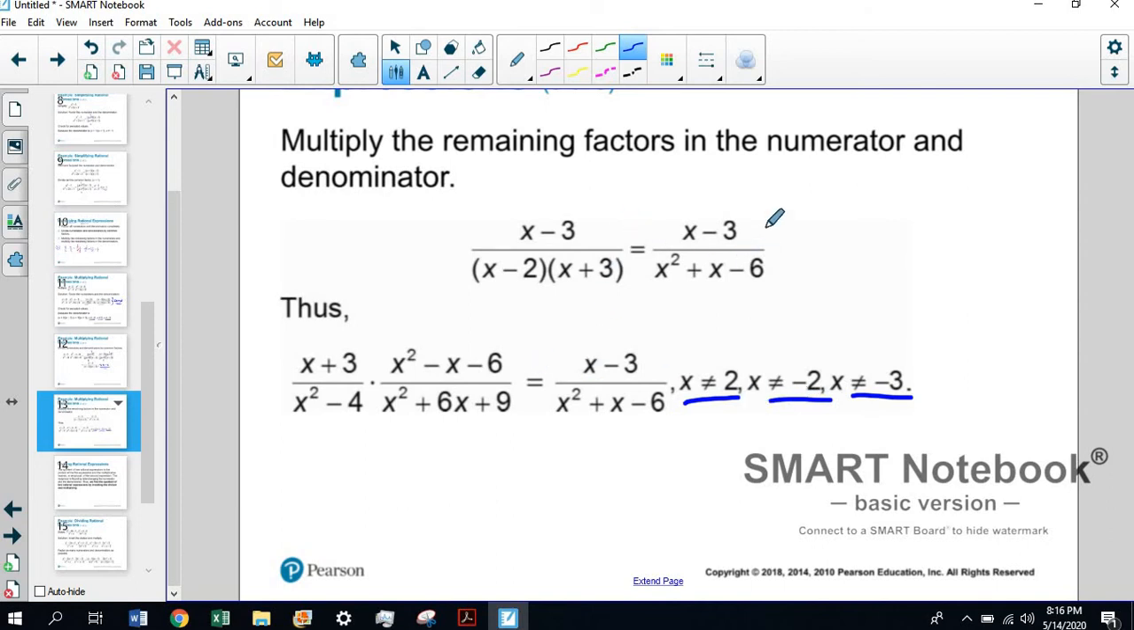But don't multiply this out. Nope, I disagree with that. This is the final answer. This is perfectly fine. There's no reason to multiply these out again. And then letting me know what you're not allowed to have. Okay? But you do not have to multiply it out further.